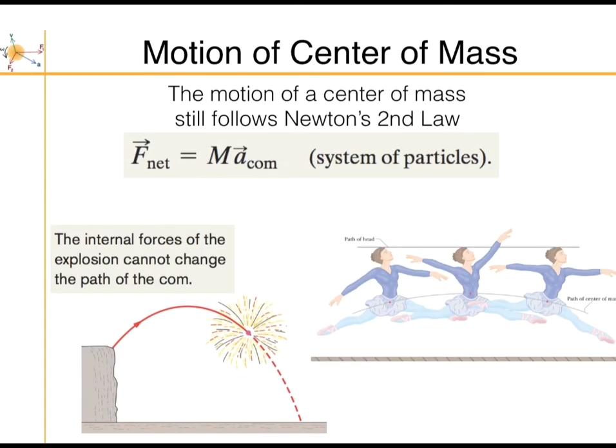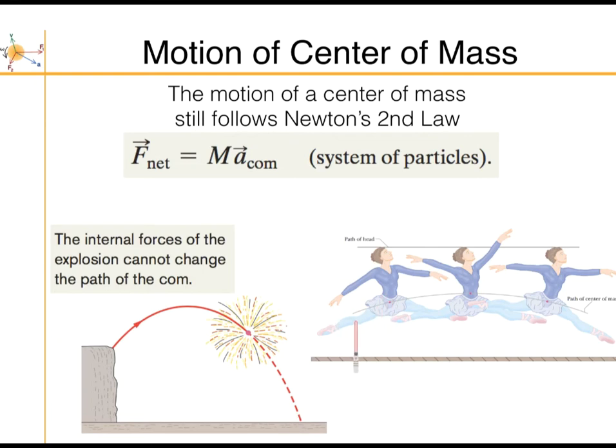So an example here is if I launch a firecracker and then it explodes here, it's following a parabola and then explodes here, all the individual pieces, if you calculate the center of mass of those individual pieces, they will still have the same trajectory as it had before it exploded until they hit the ground. That is, of course, ignoring air resistance.